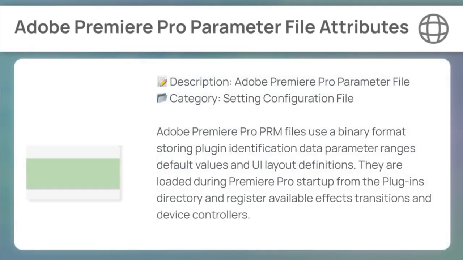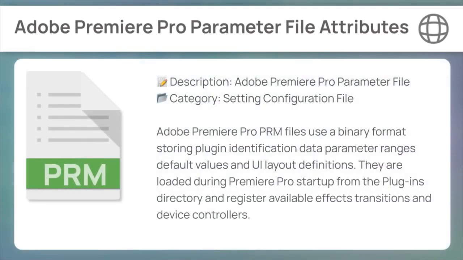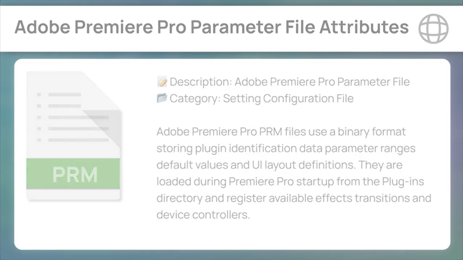Adobe Premiere Pro PRM files use a binary format storing plugin identification data, parameter ranges, default values, and UI layout definitions. They are loaded during Premiere Pro startup from the plugins directory and register available effects, transitions, and device controllers.